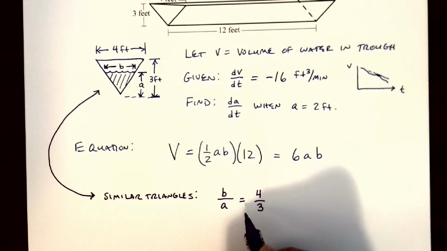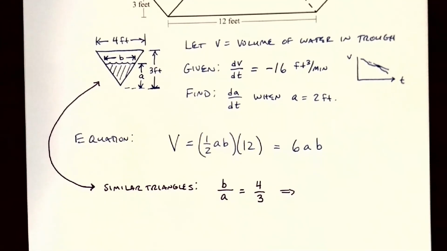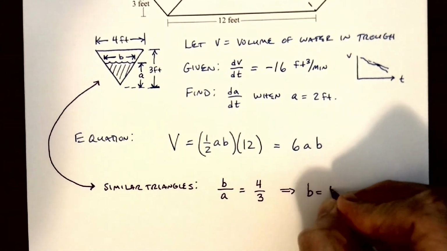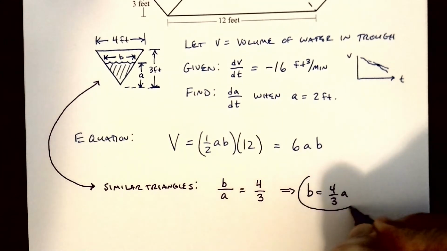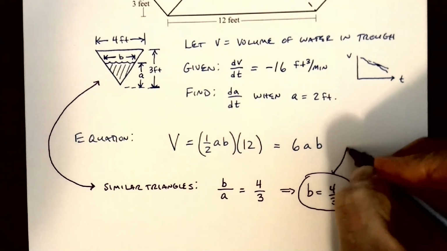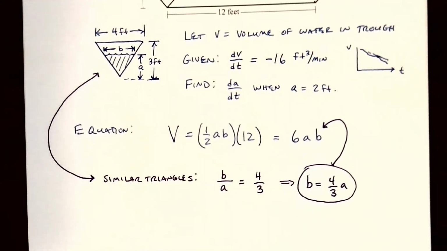But this is a relationship now that I can solve for B by simply multiplying both sides by A. I get B is equal to 4/3 times A. And so what I want to do is take this quantity for B and substitute it back in here, and my equation relating my variables will just be in terms of V and A.